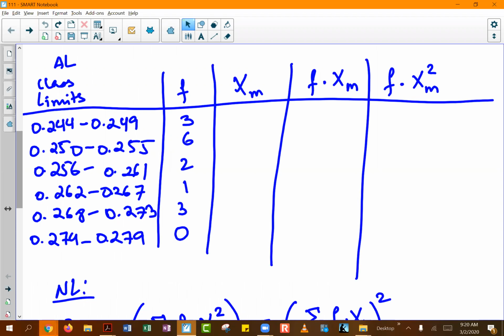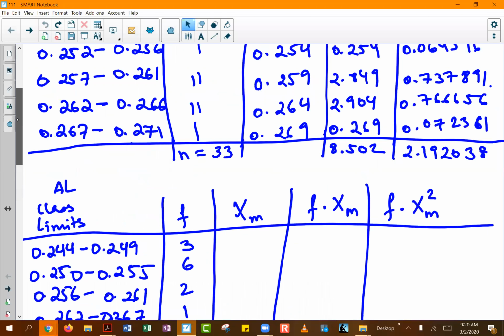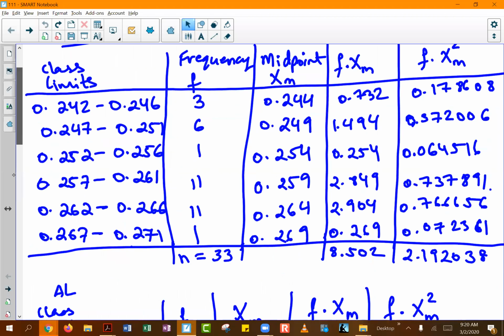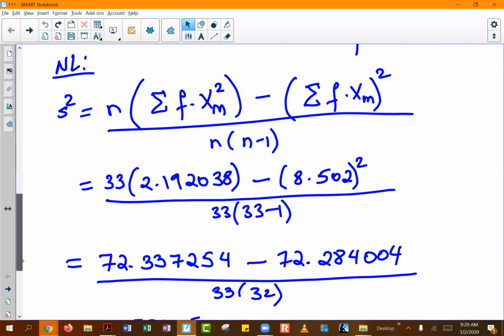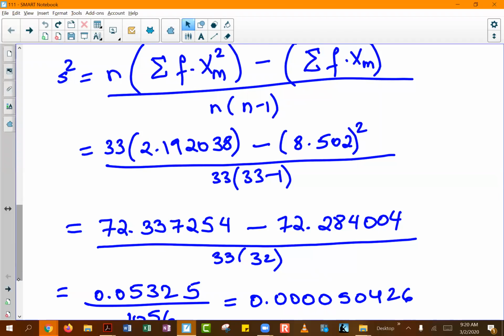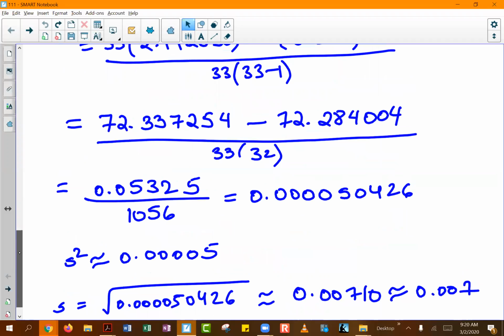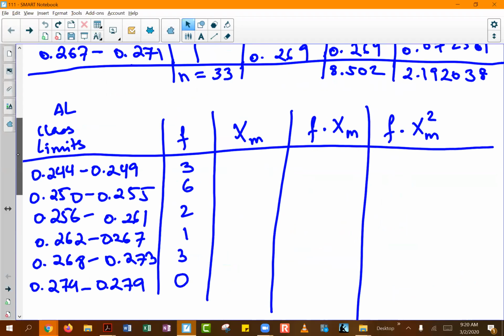So we had looked at the National League. We calculated the midpoint and then multiplied the frequency with the midpoint. And then we actually took the square of the midpoint and then multiplied it with the frequency. So we completed these columns. And then using our formula, we were able to come up with variance and standard deviation for the National League. So we basically want to repeat that process with the American League.